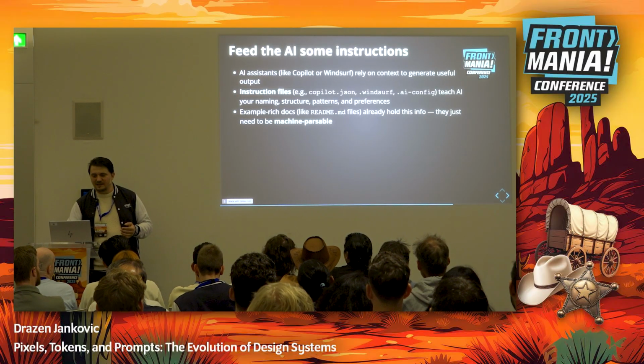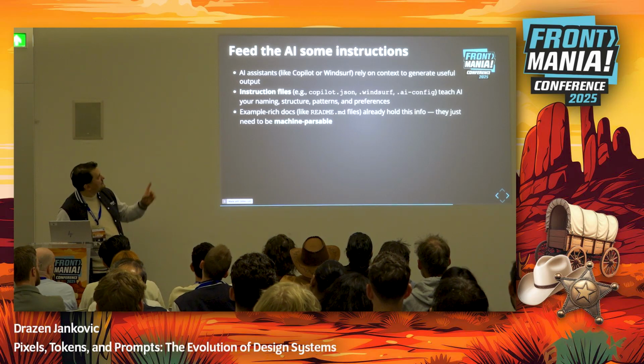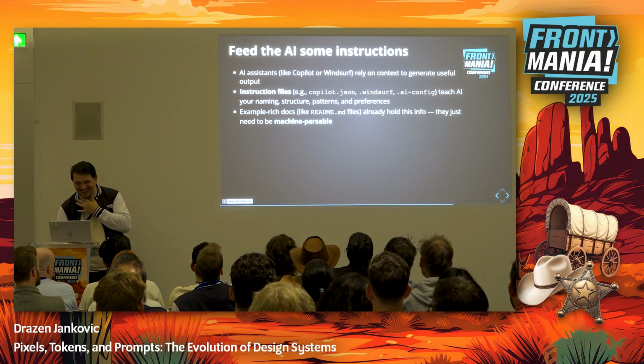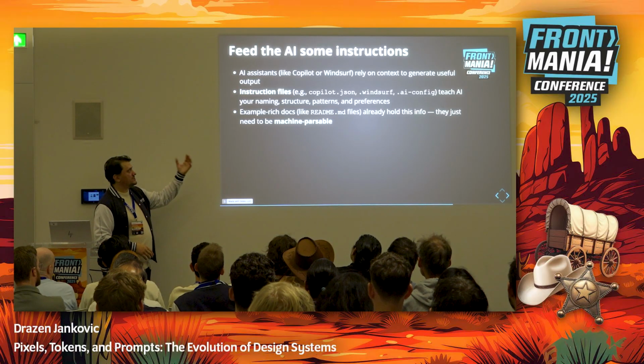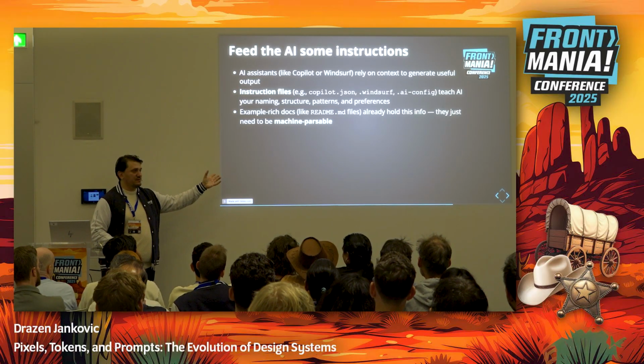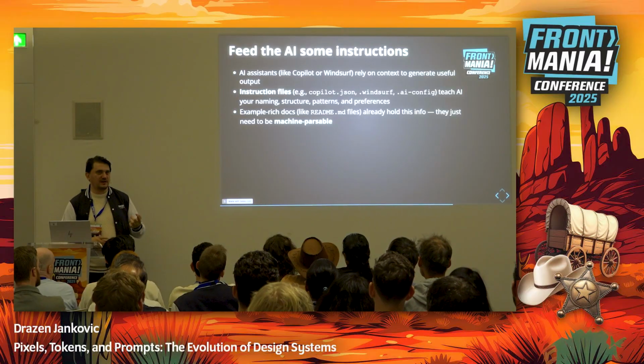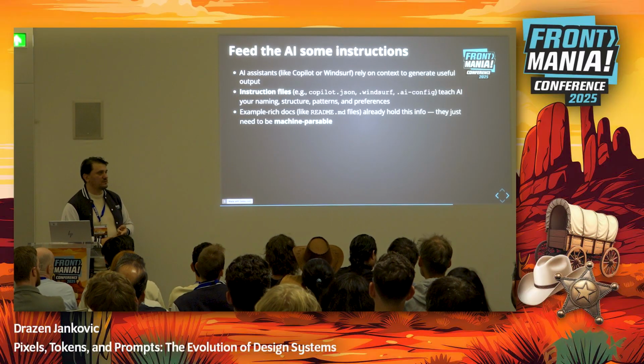Wow, amazing. Because if you don't have your rich documentation, even like simple README files, then how does the AI know what primary button means to you?